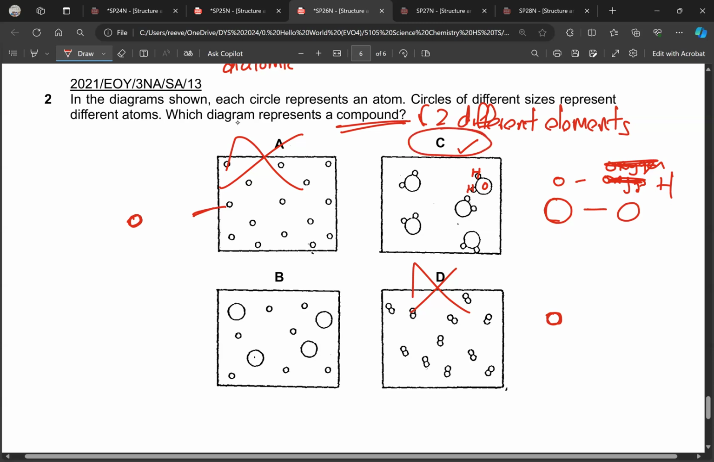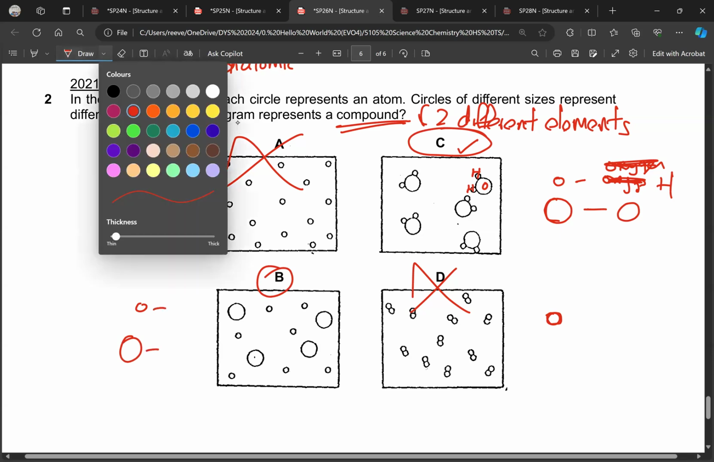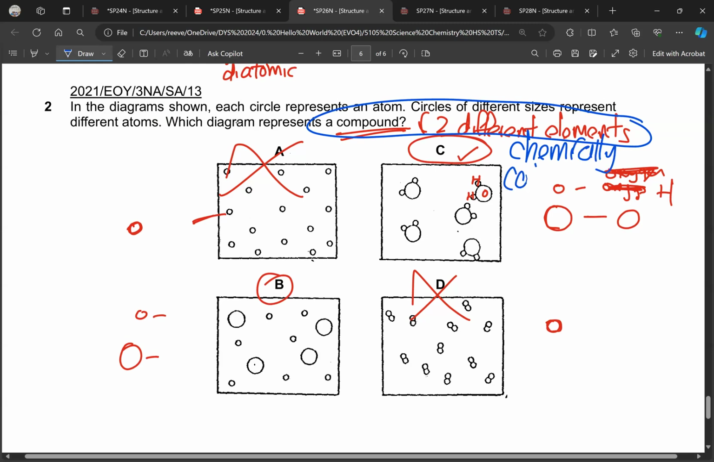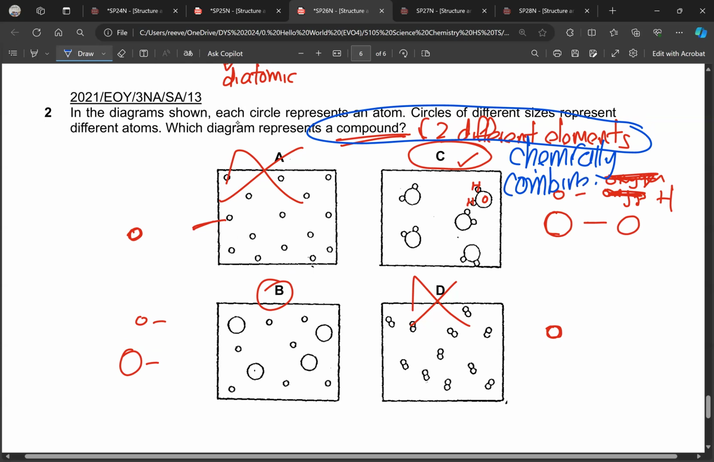So C has a chance. What about B? B has no chance. B has two different elements, correct. But remember the definition? Two different elements chemically combined. Yes, it must be chemically combined. You know what chemically combined means? It means they must combine, must join. The two different elements must join. You know this one is like all separated, cut into pieces. So B is wrong. So the answer is C. Correct, this one.